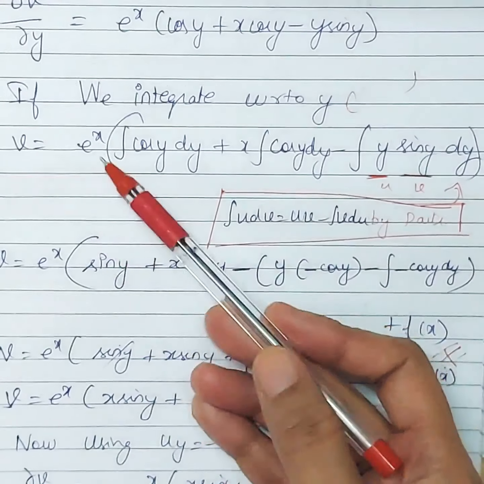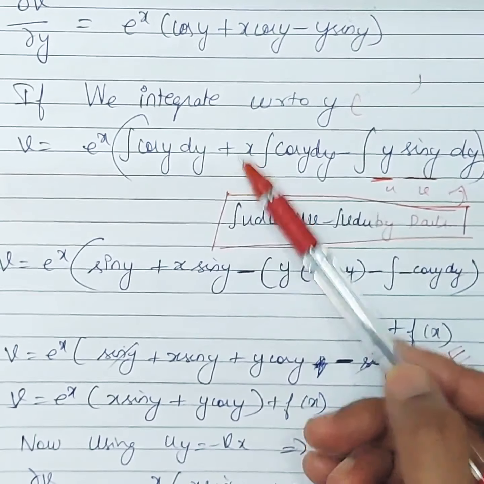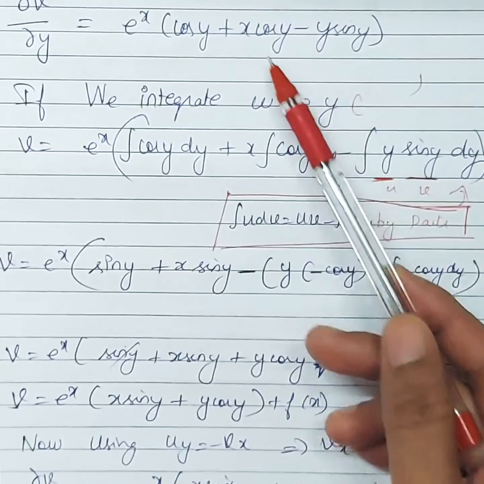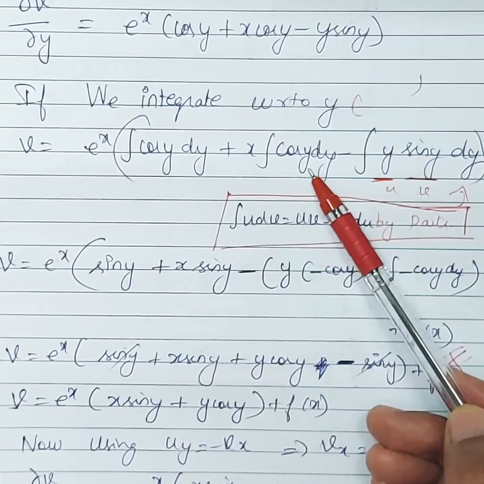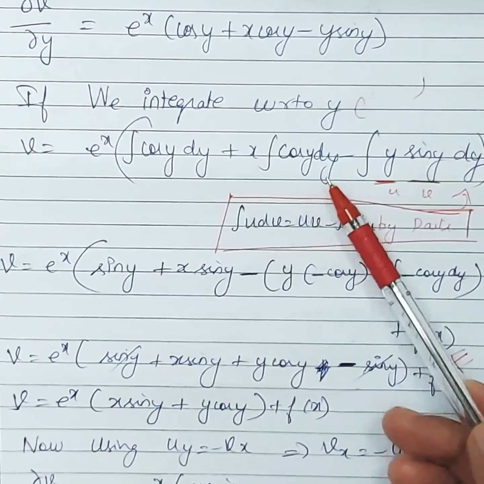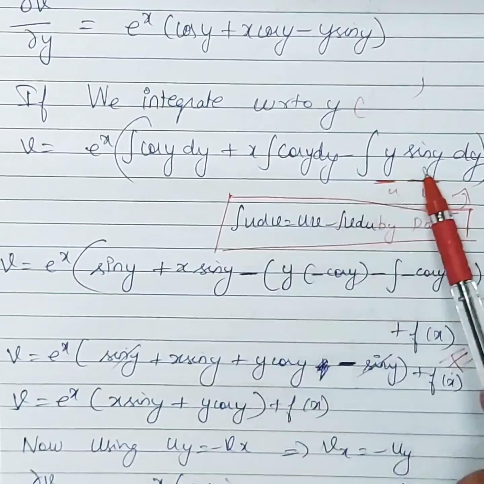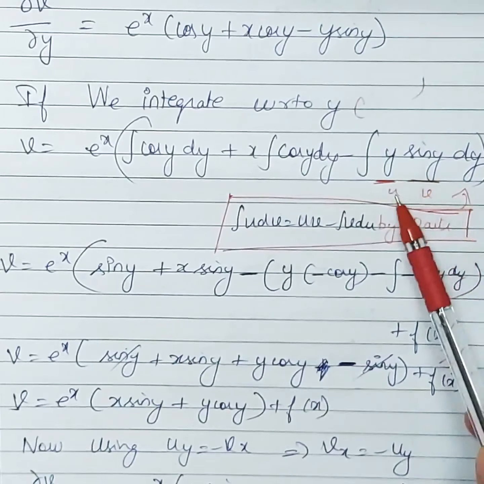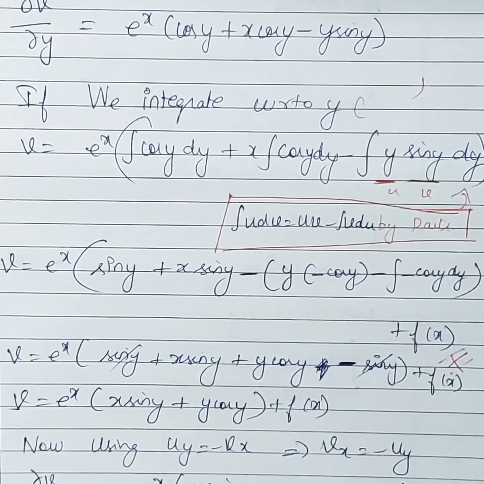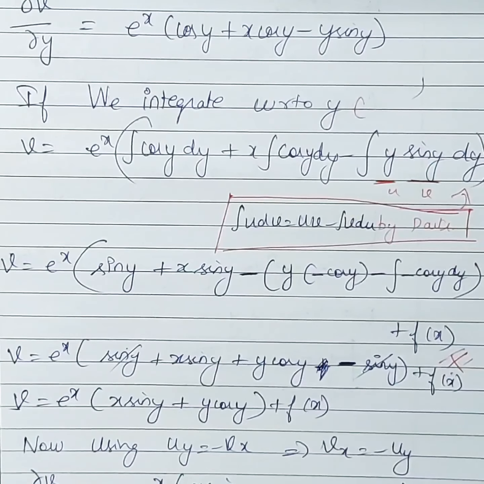V is equal to e power x into first term integral of cos y plus x into, we are just throwing out the x term, integrate with respect to y. So cos y term as it is, dy should be there in all integration. If x is there dx, y is there dy, minus integral y sin y dy. Now if you see integration by parts, if it's in multiplication, integration by parts. What is the formula for integration by parts? Integral u dv is equal to uv minus integral v du.